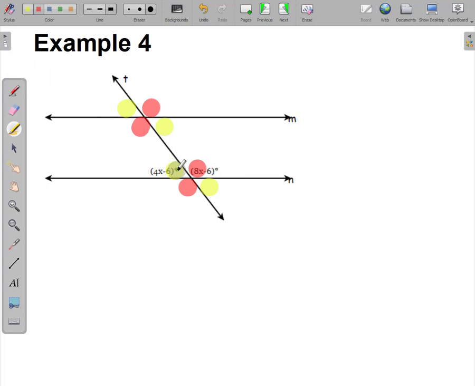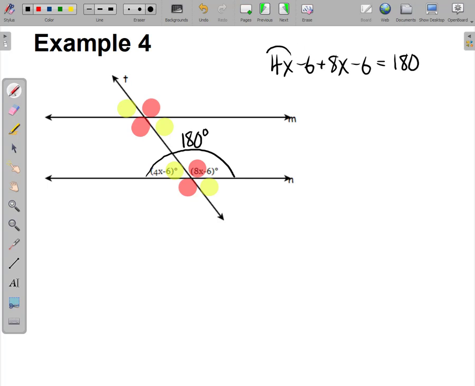Now over here, I have a yellow plus a red. Obviously that's going to add up to 180, but I do want to quickly remind you that when you have two angles that are adjacent to each other, that means they're right next to each other. Adjacent by definition means by the side. They actually make 180 degrees, which is a straight line. So that's why always when we're dealing with parallel lines, if you have two different colors, they're going to add up to 180. So I'm going to put 4x minus 6 plus 8x minus 6 has to be equal to 180.